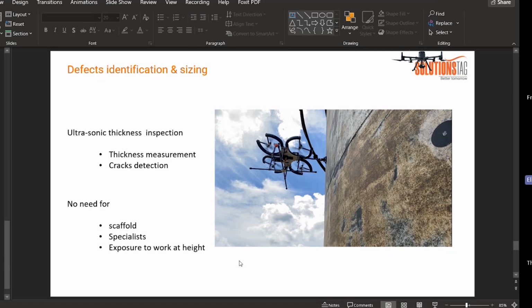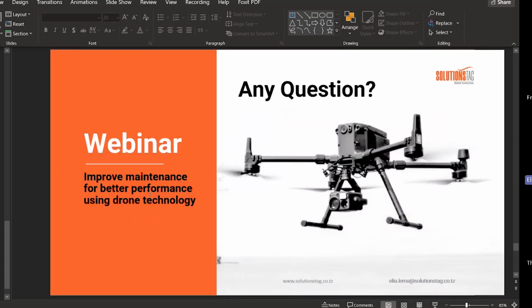So for today, that's it. We've seen some use cases for the drone in conjunction with maintenance, how we can incorporate drones into our maintenance plans. So that's it for today's webinar. It was regarding improving maintenance for better performance using drone technology.